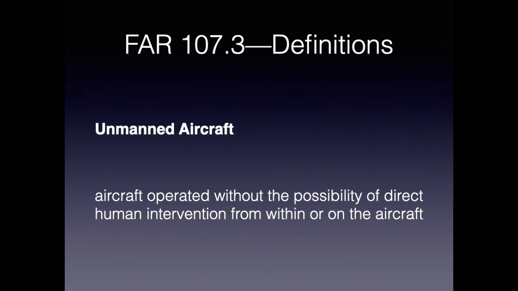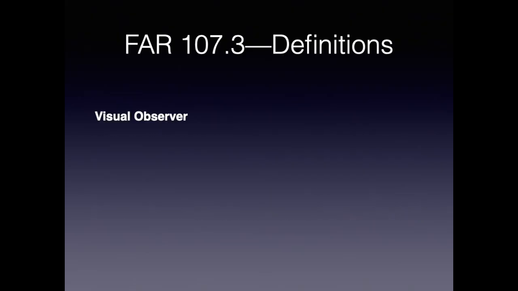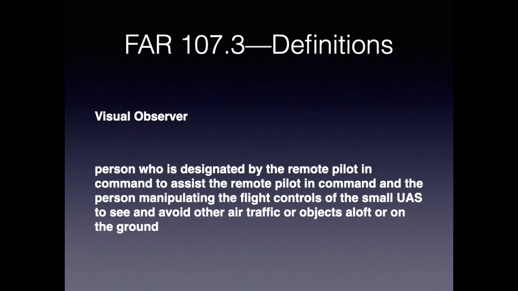All right, the next term is a visual observer. And a visual observer is a person who's designated by the remote pilot in command to assist the remote pilot in command and the person manipulating the flight controls of the small UAS to see and avoid other air traffic or objects aloft or on the ground. And those are the definitions that this particular code requires you to know for the FAA exam.